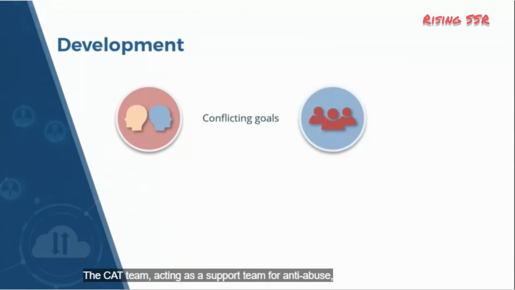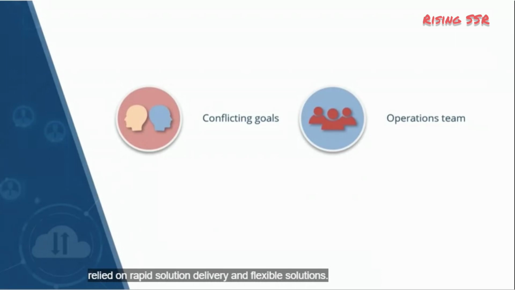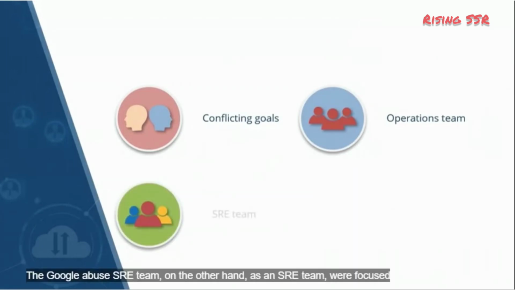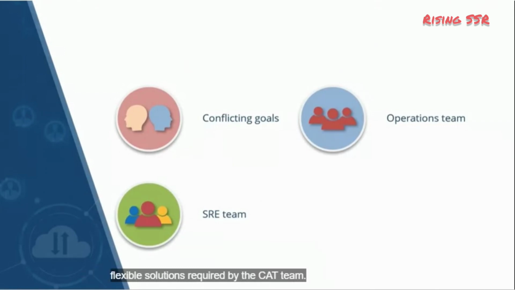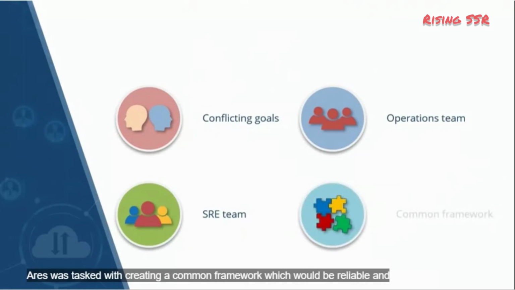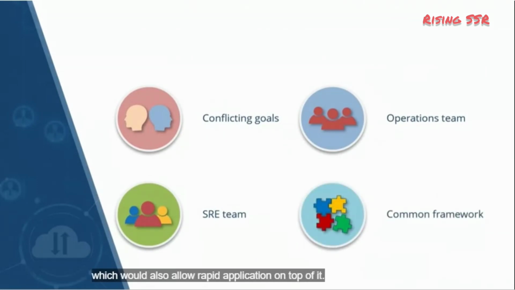The CAT team, acting as a support team for anti-abuse, relied on rapid solution delivery and flexible solutions. The Google Abuse SRE team, on the other hand, as an SRE team, were focused on carefully planning work that met standards with a focus on reliability, which could work against the rapid solution delivery and flexible solutions required by the CAT team. The solution that Google came up with was to introduce a sub-team within CAT called REs. REs was tasked with creating a common framework which would be reliable and which would also allow rapid application on top of it.